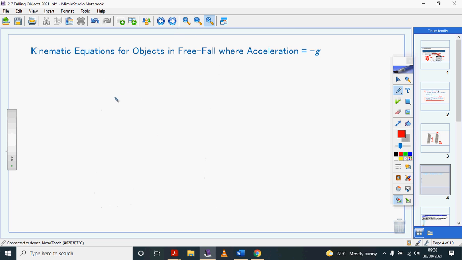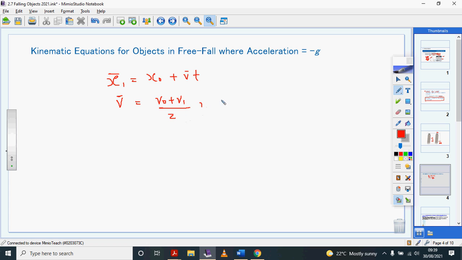So today we're going to look at these objects in free fall that are falling under the influence of gravity, and look at what the motion looks like for those objects. We looked at kinematics equations. I hope you remember them. The first one was x1 equals x0 plus average velocity times time. The second one was telling us that average velocity is equal to initial velocity plus final velocity divided by 2.